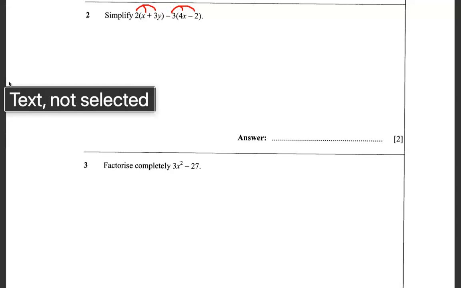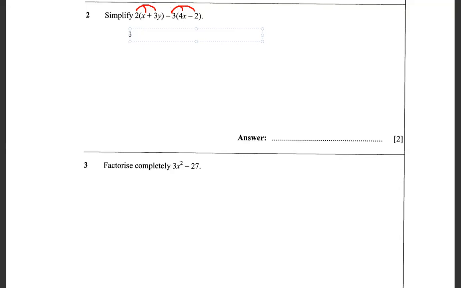So 2 times x here, let me use a typing form. 2 times x gives us 2x plus 2 times 3y gives us 6y. Negative 3 times 4x gives us negative 12x. And then negative 3 times negative 2 turns out to be positive 6.